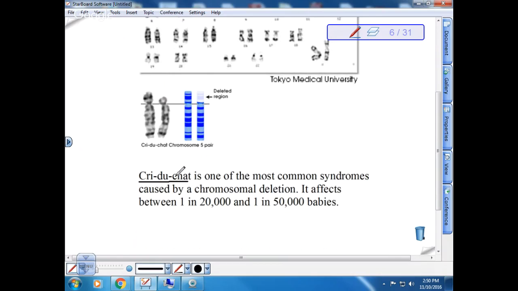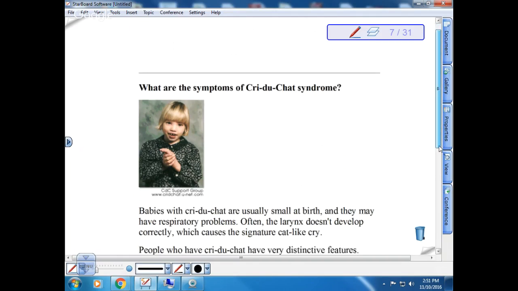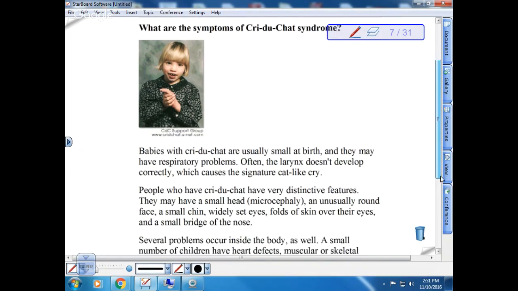Okay, so Cri-du-Chat is caused by a chromosomal deletion on chromosome number 5. And this is cry of the cat, because one thing that this affects is their larynx, and so they have kitten-like cries rather than normal crying. And then it has other symptoms. It was first discovered by a person that was French, obviously, right?